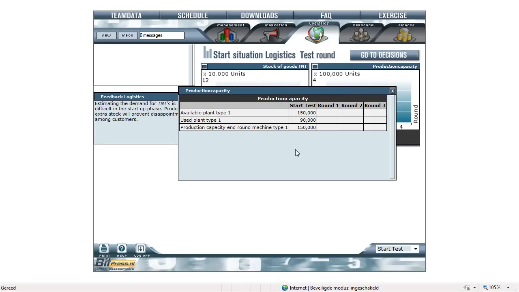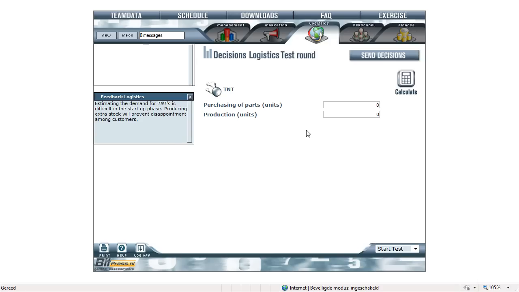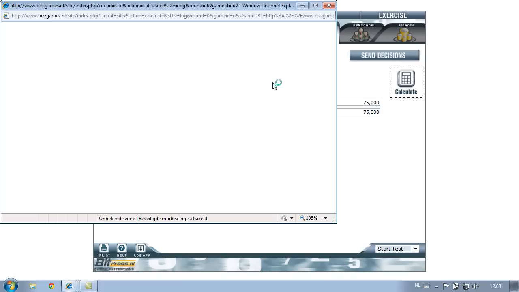Furthermore, we can have a look at the production capacity. It's very important to keep a good eye on the production capacity, because the machines will be depreciated. So always make sure you have enough production capacity at the end of the round. Now let's go to the decisions. We can here purchase our parts for the units and make our production. After we have done that, we can look at the pre-calculation of our logistics in the calculation module.